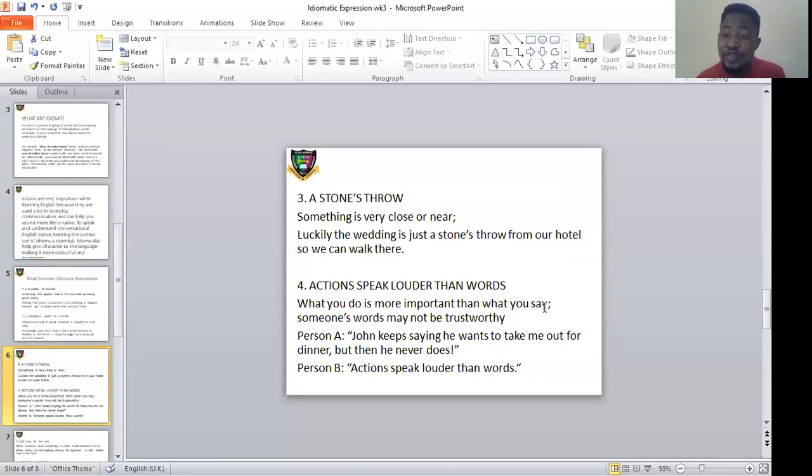So people believe what you do, or what you express with your action. They believe your action far more than what comes out of your mouth. So look at this. Someone's word may not be trustworthy.